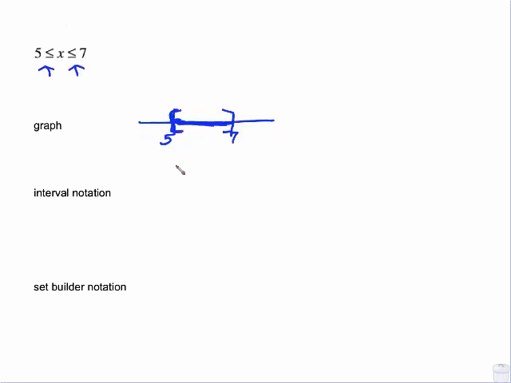The interval notation comes directly from these numbers. It is bracket 5, comma, 7, bracket. And what that means is we have shaded every number between 5 and 7, including 5 and including 7. Now the set builder notation is the set of all x such that 5 is less than or equal to x, which is less than or equal to 7.